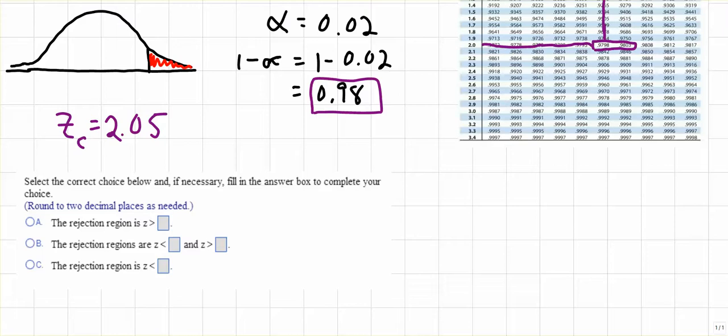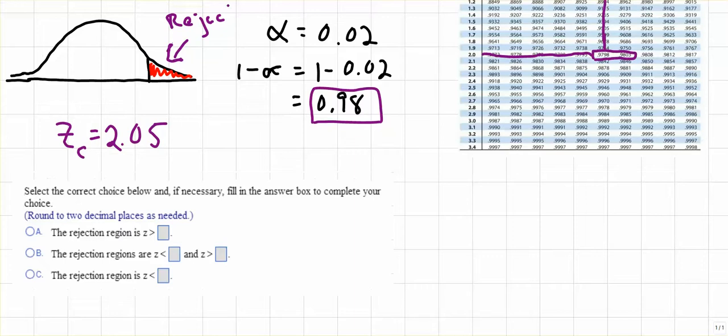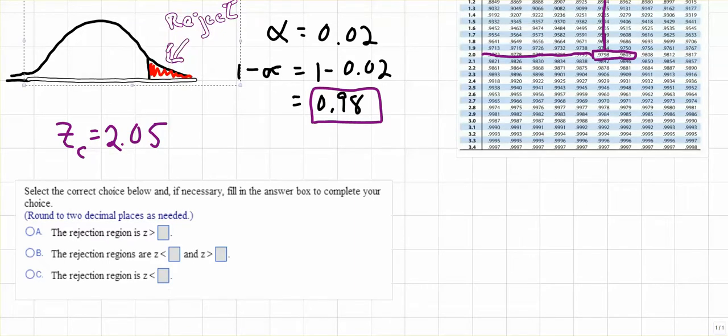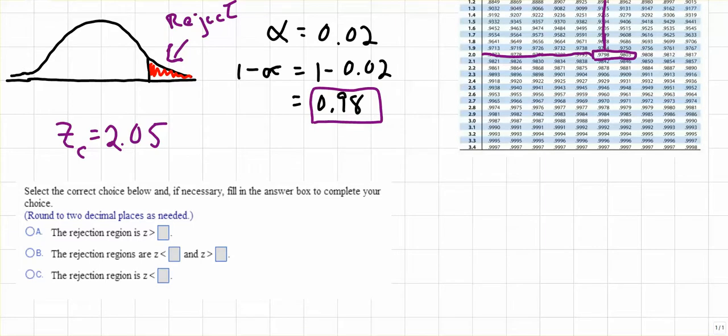Notice that I've gone ahead and drawn my graph. This, as I said, is the rejection region. So we're going to reject if we are above 2.05.